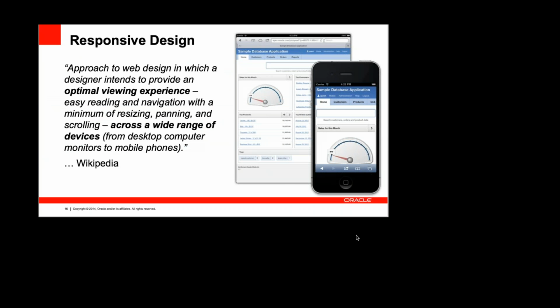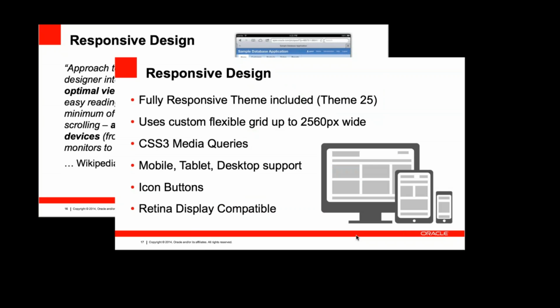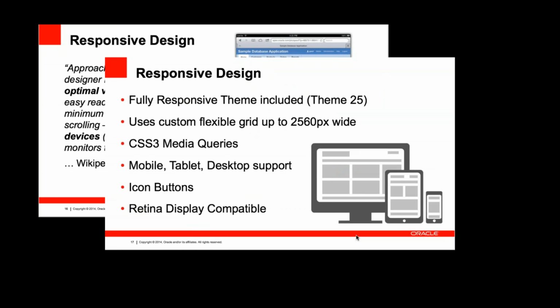Around the same time, we also came up with something called Theme 25, and this is when responsive design first kind of made its foray into Apex. And the idea was that you could build one application that works well on desktop, tablet, and mobile. And here we also introduced the div-based layout, or the grid layouts. We had some icon functionality. Everything was Retina display capable, meaning that it had very high resolution graphics.